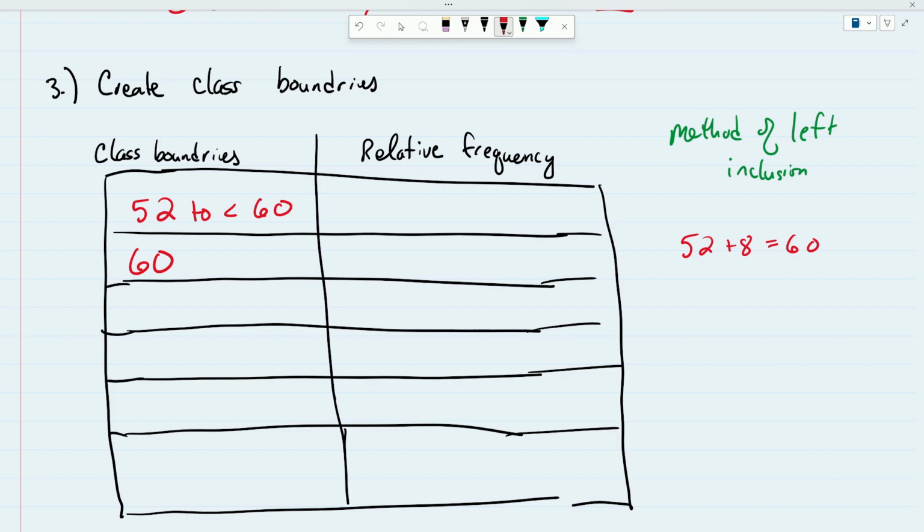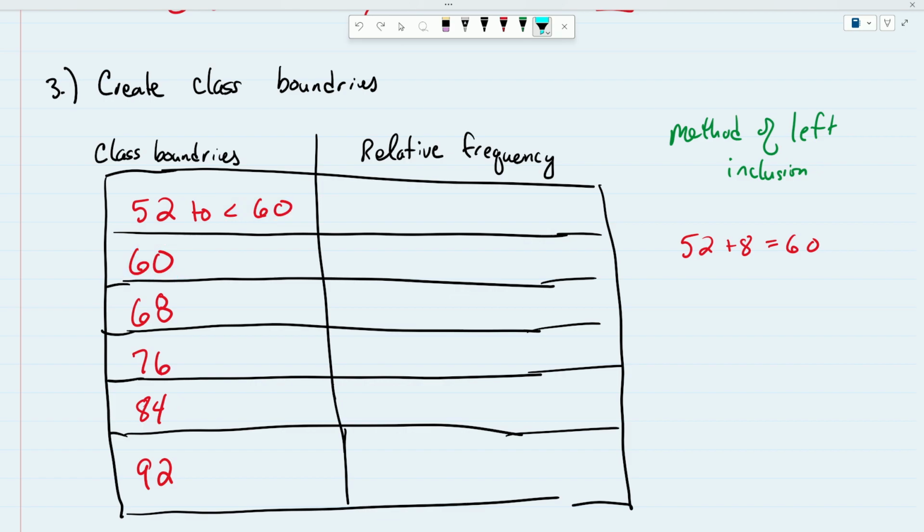All right. Then we're going to add 8 again to give me 68. There is our third class. We add 8 again for 76. We add 8 again for 84. And then we add 8 again to get us 92. Now, if you notice in the first boundary, and I'm going to highlight so you know exactly where I'm looking here, we have in the first class 52 to less than 60, and then the next class starts at 60. So that's how we can get around any numbers that fall in between, like 60.1 or 60.4 or 60.7, because we use this method of left inclusion.